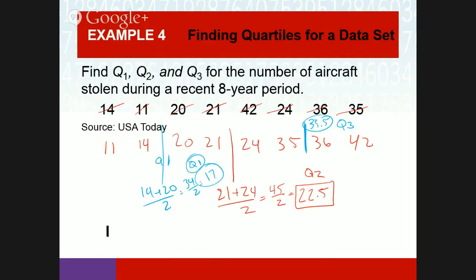Really where this becomes useful is a box and whisker plot, which your book doesn't stress.